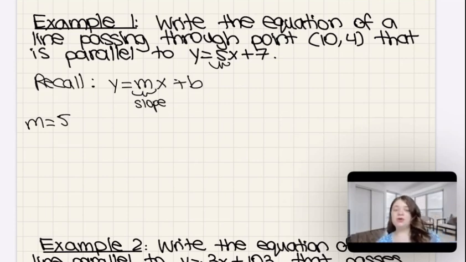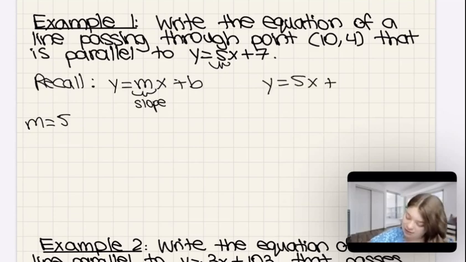So we know that our new equation that we're going to write is going to look like this: y equals 5x plus b. The only problem is, for our line, what's b? We don't really know, right? In the line they gave us, clearly b is 7, but that doesn't really matter to us for our equation.